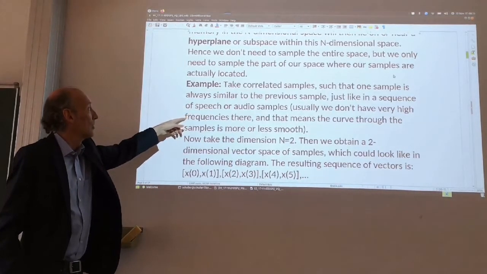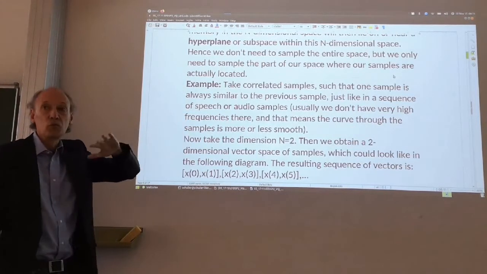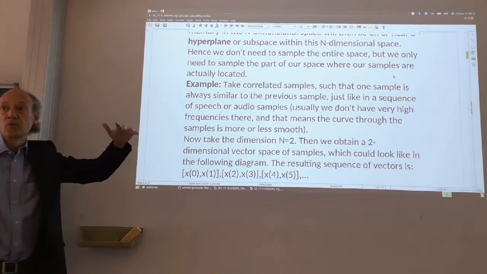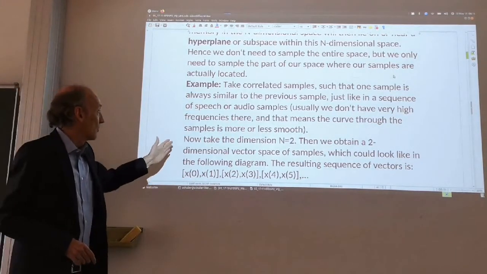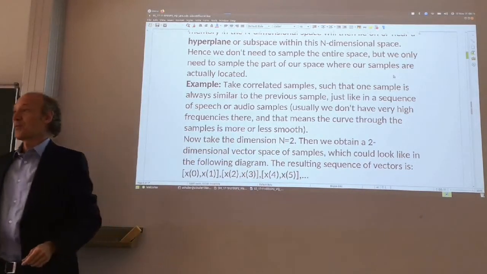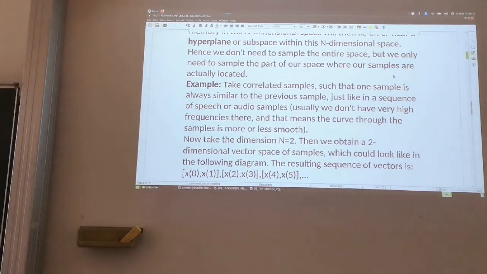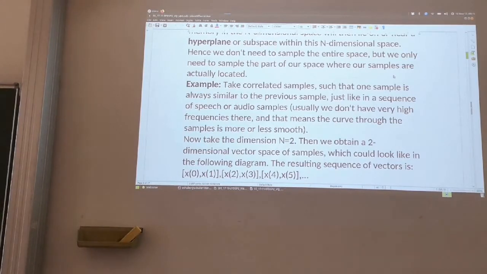Usually we don't have very high frequencies there, and that means the curve through samples is more or less smooth. Right? You think of speech, usually they're not very high frequencies. So in our example, we now take the dimension n equals 2, which is probably not enough to take advantage of the memory, but it's easy to plot here on the board.